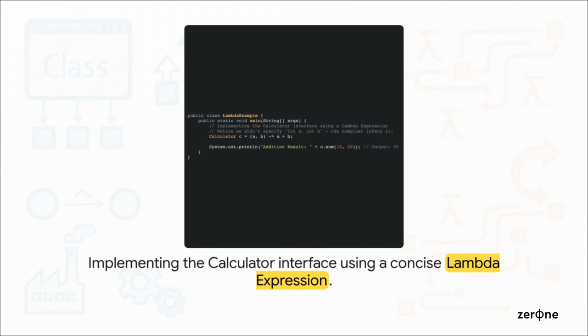Let's actually walk through how this looks. Imagine we're implementing our calculator interface using a concise Lambda expression. You literally just write Calculator c = (a, b) -> a + b. That's it. The left side of the arrow holds our parameters, and the right side holds the expression. Notice how we didn't even specify that a and b are integers? We don't need to. The Java compiler is smart enough to automatically infer the data types by looking at the target functional interface. This type inference is exactly what makes Lambdas so incredibly powerful and clean.